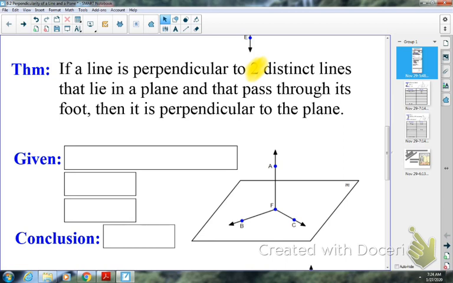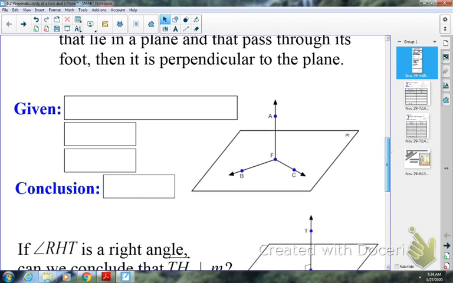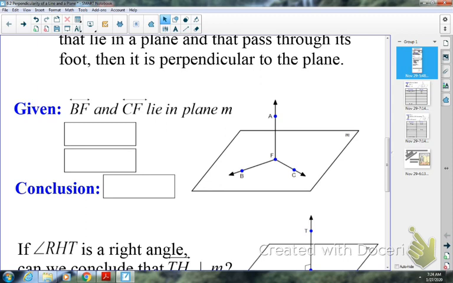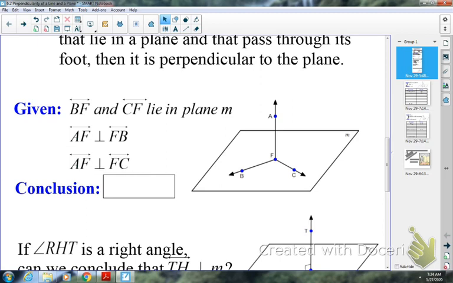If I look at my picture here on the right, we are given that line BF and line CF lie in plane M, and we know that AF is perpendicular to line FB, and AF is perpendicular to line FC. So what can we conclude? Notice it's perpendicular to two lines in the plane that pass through the foot, which is F. So we can conclude that line AF is perpendicular to plane M, because again, we had these two lines. You need at least two to prove that a line is perpendicular to a plane.